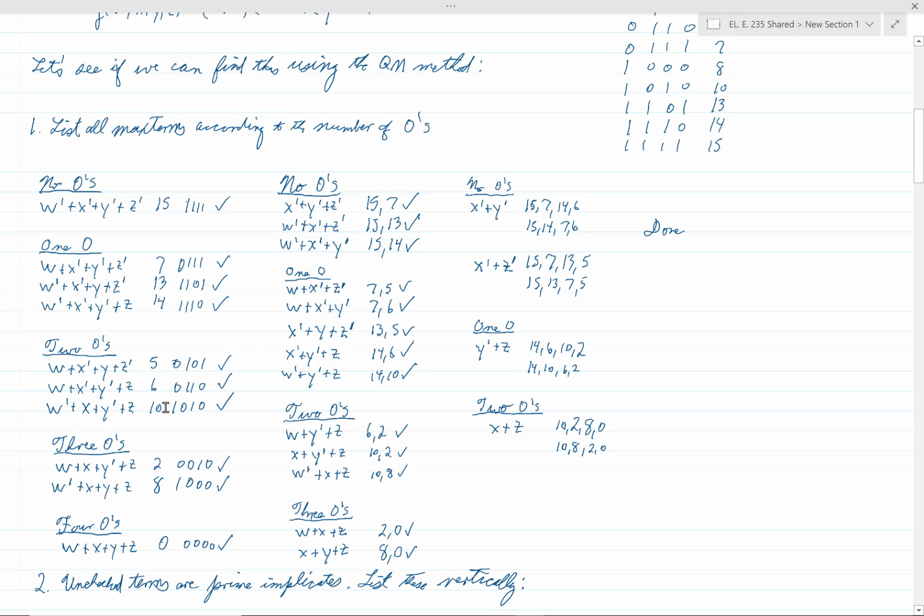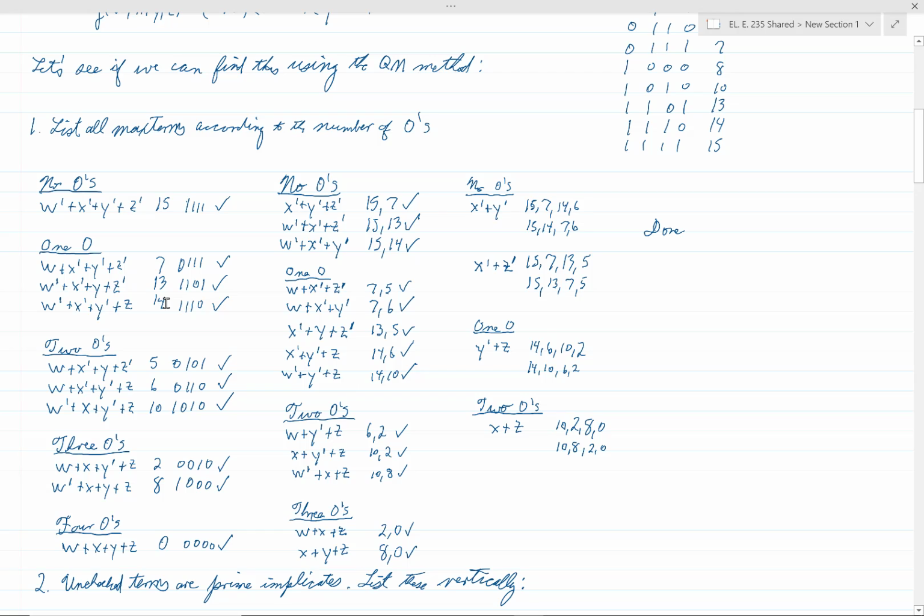7 and 10, we ruled that out for two reasons. The difference between 7 and 10 is 3, which is not a power of 2, and we can stop right there. That's good enough. But also the lower number is larger than the upper number, so that's another reason not to worry about that one. 13 and 5, the difference is 8, and so that will work. And when we combine them, we get x prime or y or z prime. 13 and 6, the difference is 7. That's not a power of 2, so don't worry about it. 13 and 10, the difference is 3, so that won't work.